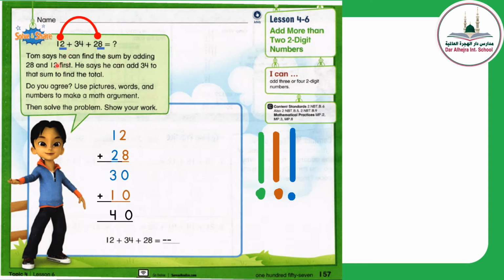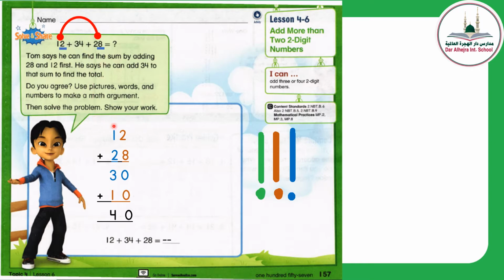Here we know that he will be adding 28 plus 12 first. That means these two numbers. And why did he think of adding these two numbers first? Because when we look at the numbers in the ones place, we see that they are making a 10. 8 plus 2 makes a 10. So that's why he has chosen these two numbers first to add them.